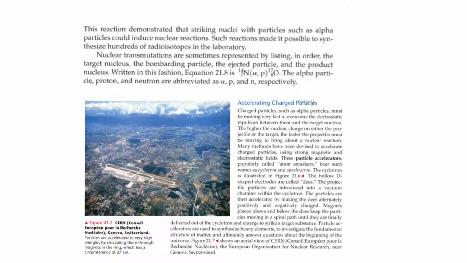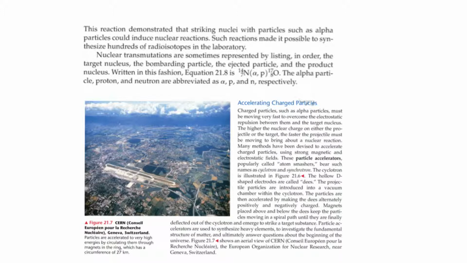Such reactions made it possible to synthesize hundreds of radioisotopes in the laboratory. Nuclear transmutations are sometimes represented by listing, in order, the target nucleus, the bombarding particle, the ejected particle, and the product nucleus. Written in this fashion, equation 21.8 is as follows, where the alpha particle, proton, and neutron are abbreviated as A, P, and N respectively.